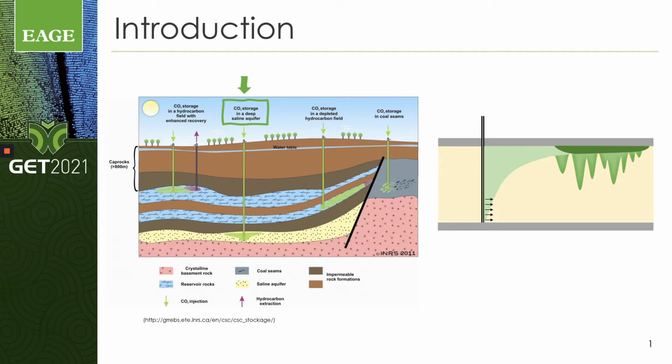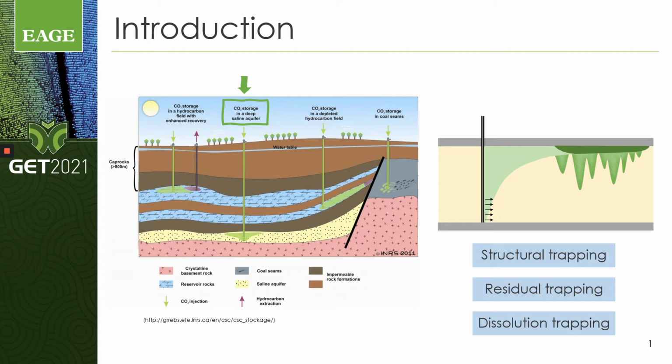So the picture on the right shows a schematic of CO2 migration after being injected into the aquifer. It also illustrates the mechanisms by which CO2 can be trapped in the aquifers. So we have three trapping mechanisms here. They are collectively referred to as hydrodynamic trapping. We will go back to this later and see how we model these trappings in our work.